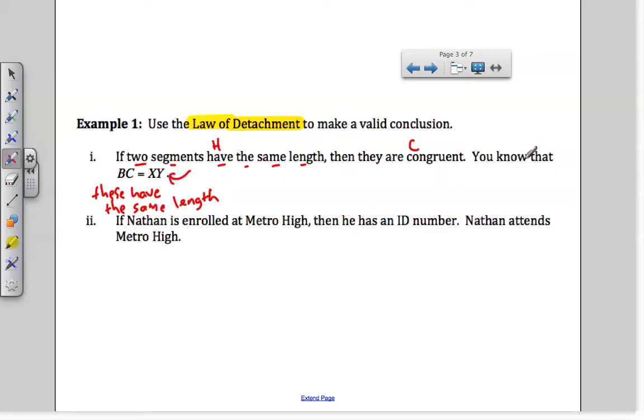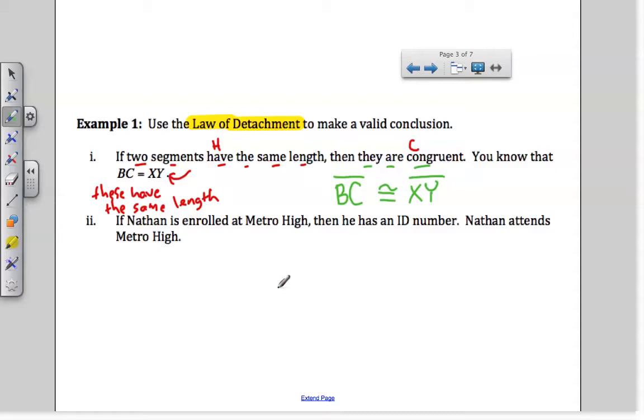By knowing that BC equals XY, I know two segments have the same length. The conclusion you're going to draw is, what do you know about those segments? Then they are congruent. That's my conclusion. But instead of saying they are congruent, what's congruent? BC and XY. And I know to say two line segments are congruent, I need the line segment over the top. I need a congruent sign between. So my true if-then statement was, if two segments have the same length, they are congruent. I knew that the hypothesis was true. I knew that two segments here had the same length. Therefore, I know they're congruent, and I write that out.